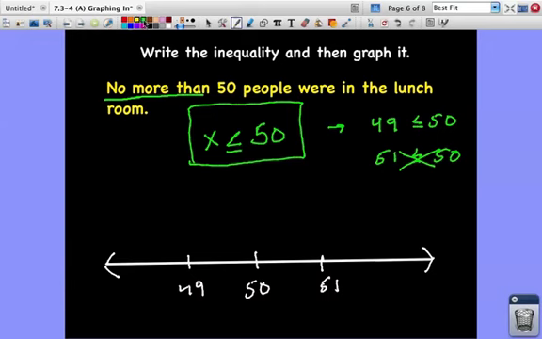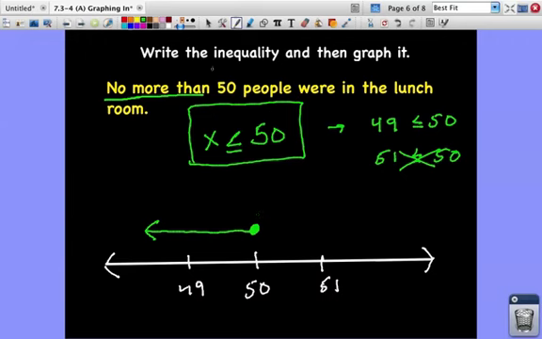Now let's graph it. I'll use green. I have to determine whether I'm using an open or a closed circle. I'm going to use a closed circle on 50, and I'm going to do it above the graph this time just so we can see our values and our graph. And I have to determine whether I'm going to shade to the left or to the right. Because x is less than or equal to 50, I'm going to shade to the left. That would be the graph of this inequality, x is less than or equal to 50.